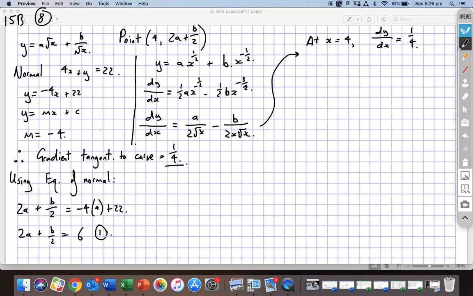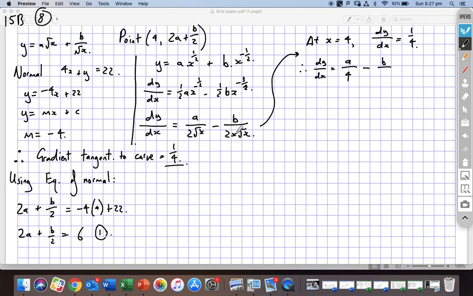So let's put 4's in here. So we could say therefore dy dx equals a quarter at x equals 4. Why am I rewriting it? I've already said all that. Let's just use the equation. Therefore, a on 4. All right, so if x equals 4, square root 4 is 2. 2 times 2, 4. Minus b.